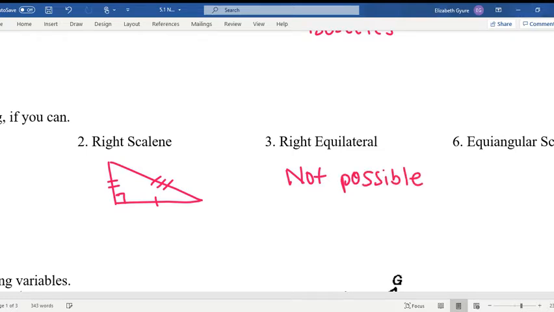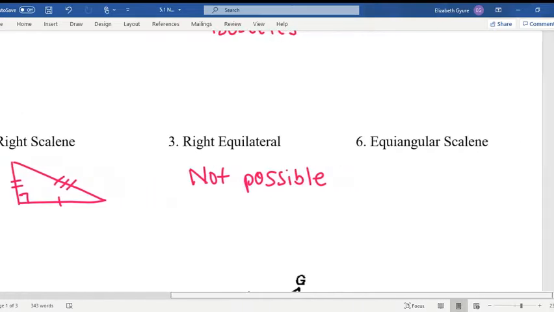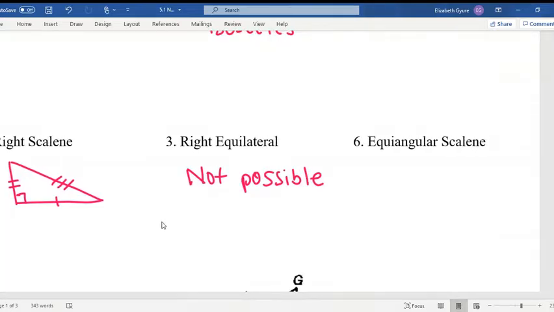Good, not possible. And then what about for number 6? Equiangular and scalene. Charlie? Not possible. How come? If it's equiangular, isn't it also equilateral? And can you be equilateral and scalene at the same time? No, these contradict each other as well. We would say not possible. Good.